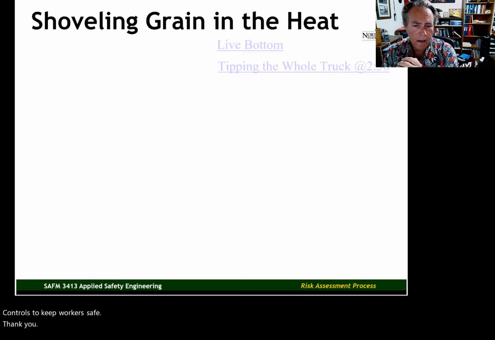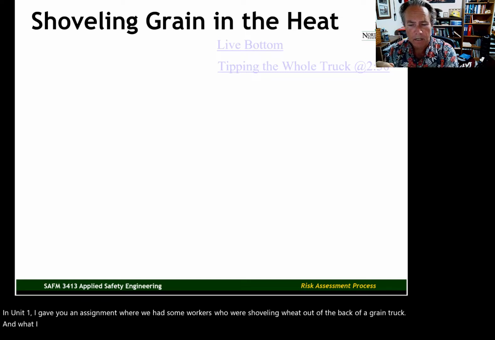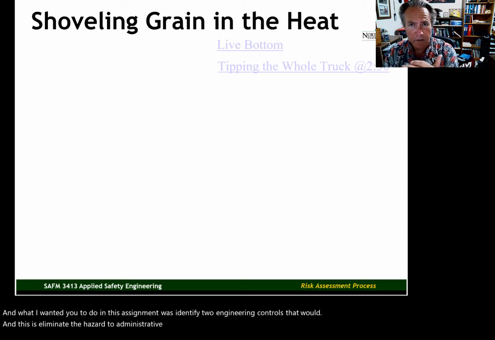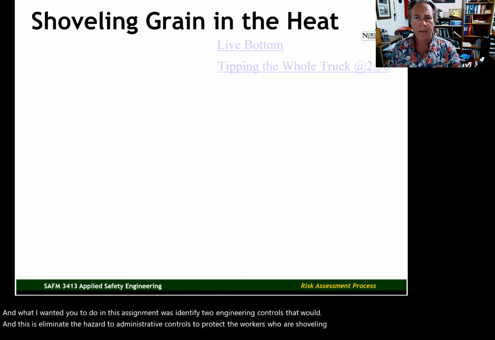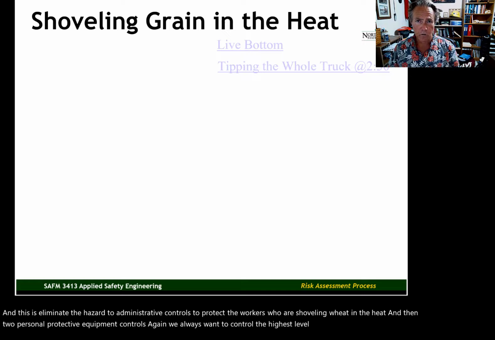In Unit 1, I gave you an assignment where we had some workers who were shoveling wheat out of the back of a grain truck. What I wanted you to do in this assignment was identify 2 engineering controls that would, in essence, eliminate the hazard, 2 administrative controls to protect the workers who were shoveling wheat in the heat, and then 2 personal protective equipment controls.